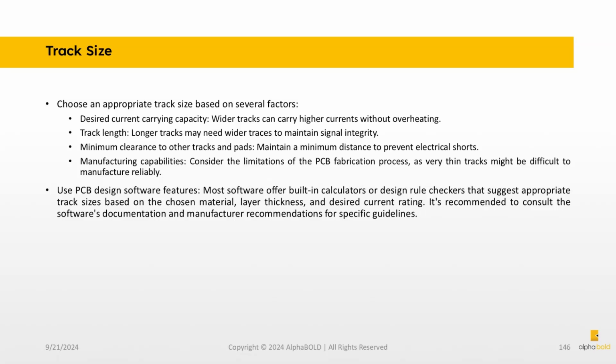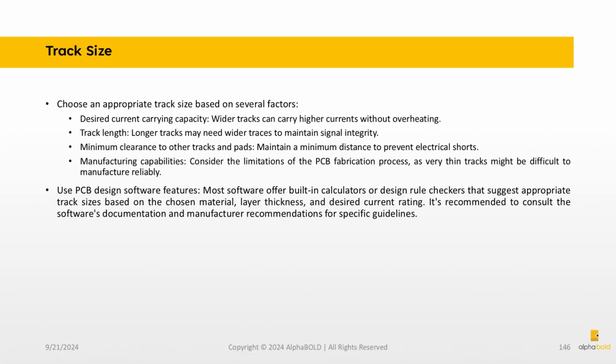Track length. Longer tracks may need wider traces to maintain signal integrity. Minimum clearance to other tracks and pads. Maintain a minimum distance to prevent electrical shorts. Manufacturing capabilities. Consider the limitations of the PCB fabrication process, as very thin tracks might be difficult to manufacture reliably.